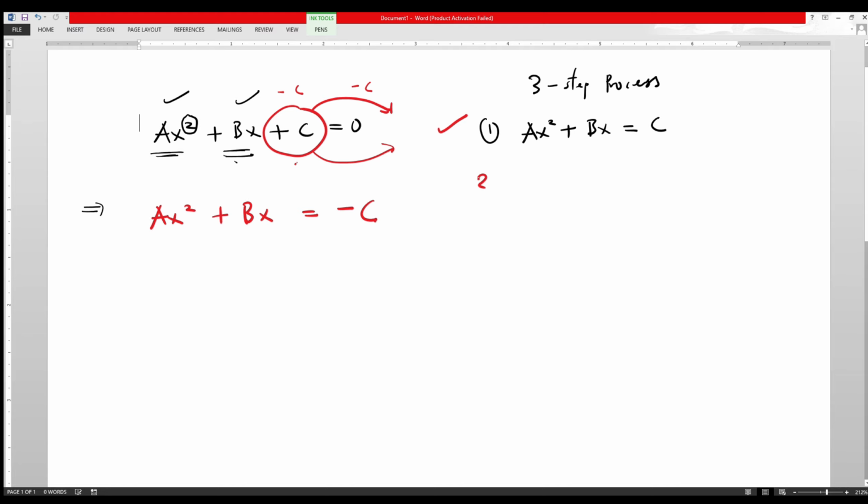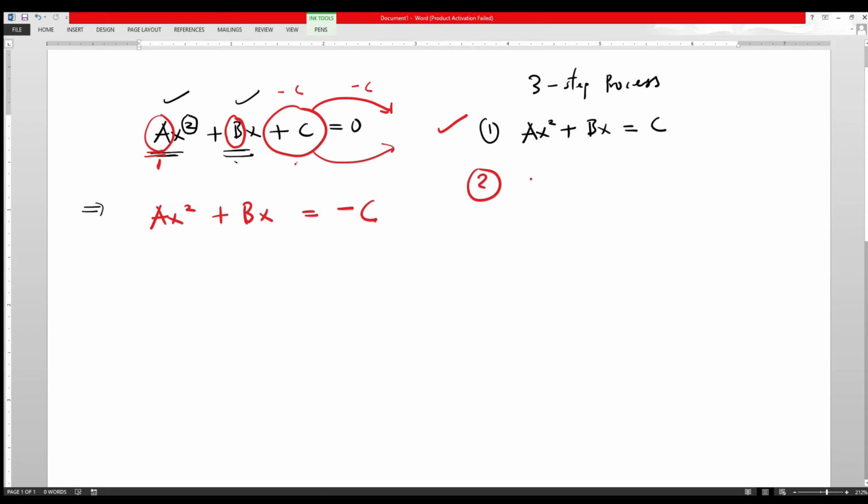Step 2. This a is called the leading coefficient of x squared. What is in front of x squared is called the leading coefficient of x squared. This b is called the coefficient of x. And step 2 says the leading coefficient of x squared must be 1. Okay? In other words, the a, what is in front of x squared, must always be 1.